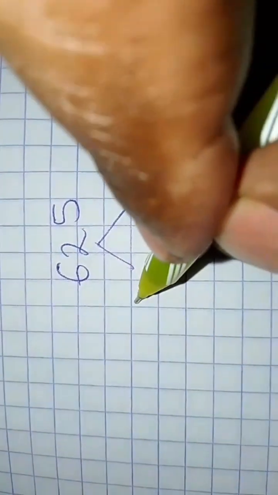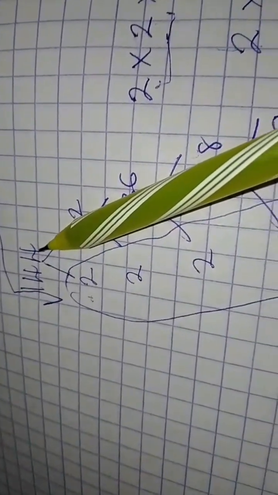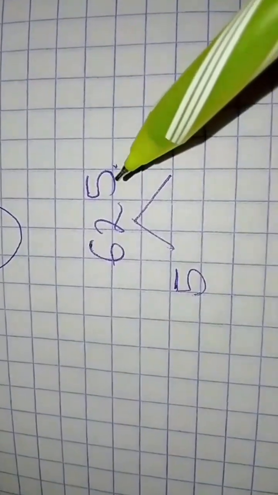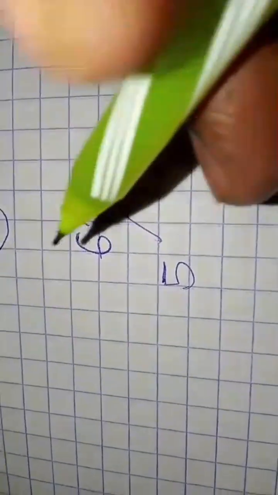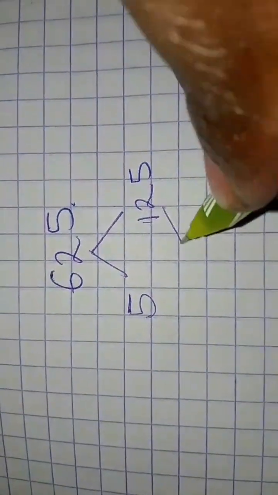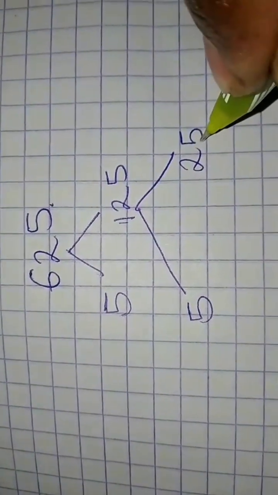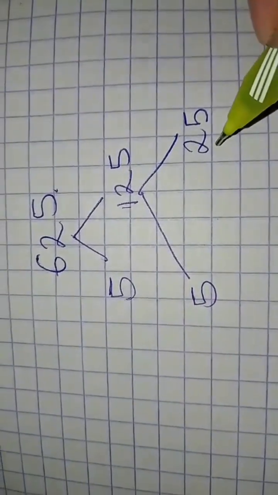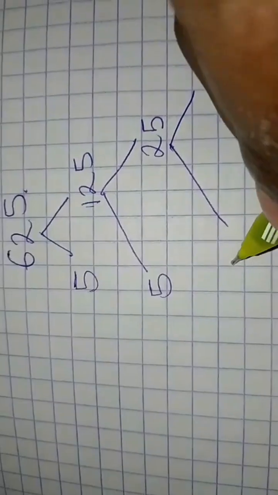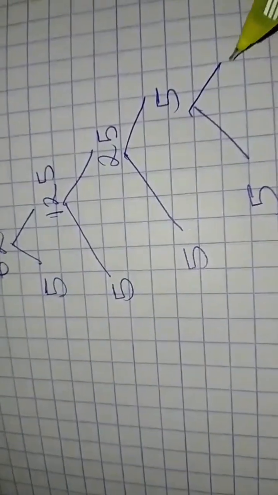This can be divided by 5 because it ends with 5. A number which is divisible by 5 ends with 5 or 0. That is why we divided it by 5. So 625 divided by 5, you get 125. 125 divided by 5, you get 25. And then 25 divided by 5, you get 5. And then 5 divided by 5, you get 1.